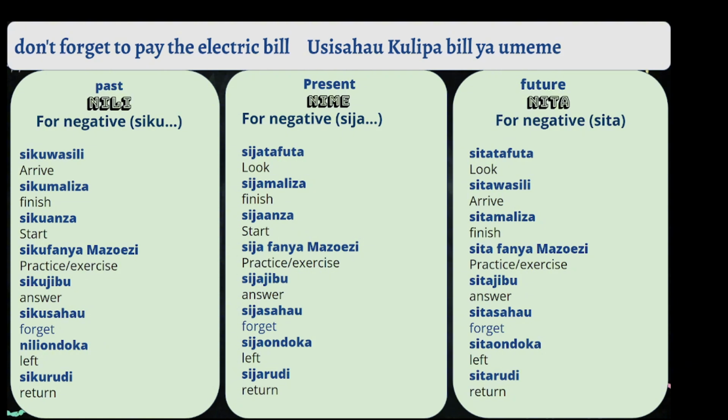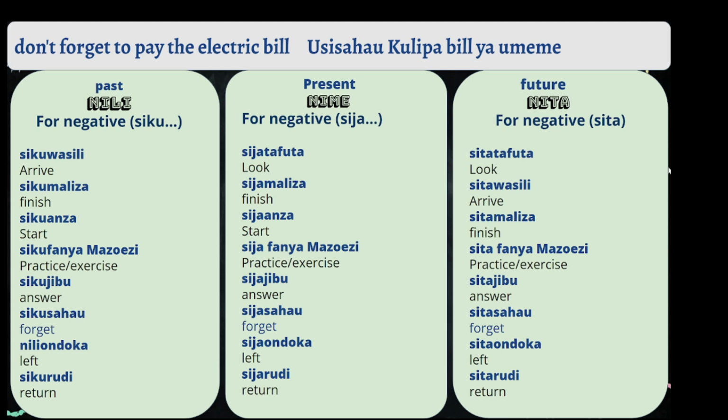Here comes beautiful mama, or your sweet wife or husband or whatever, whoever you live with. And they're like, hey, don't forget to pay the electric bill. Usisahau kulipa bill ya umeme. That word bill, they have other names, but it's more commonly used as bill. So I just want to keep it that way. Usisahau kulipa bill ya umeme. Don't forget to pay the electric bill.